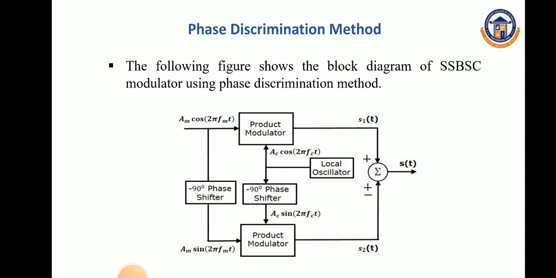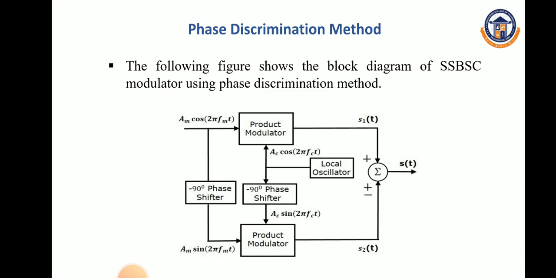Both product modulators get the carrier from the local oscillator, and the carrier with a 90-degree phase lag is given to the other product modulator. So the two product modulators give outputs: one is S1 of t, and the other is S2 of t. The 90-degree phase shift gives a lag of 90 degrees to the input of the product modulator.